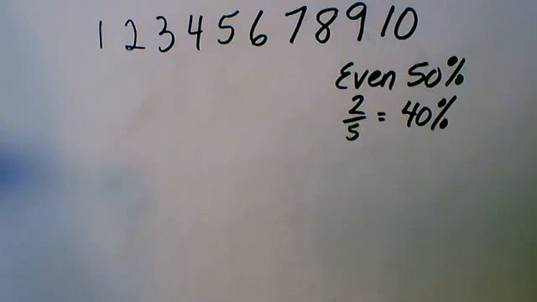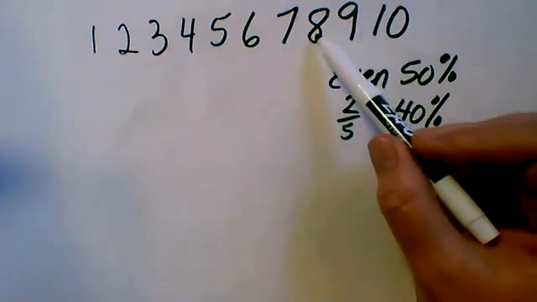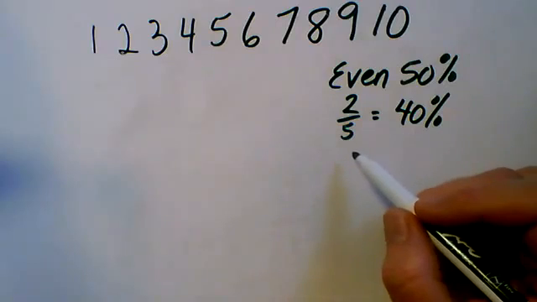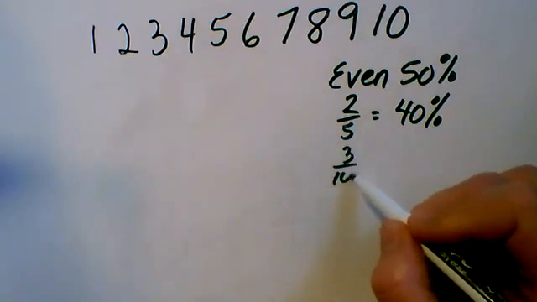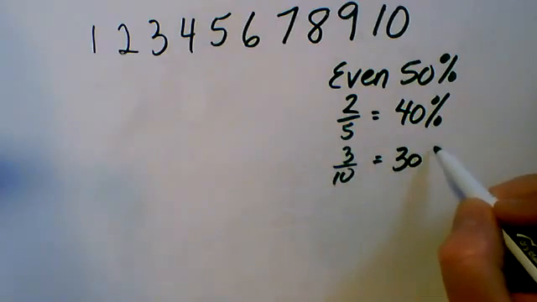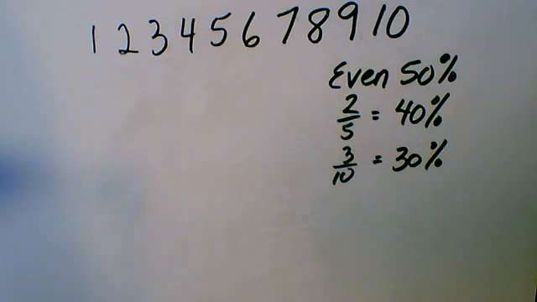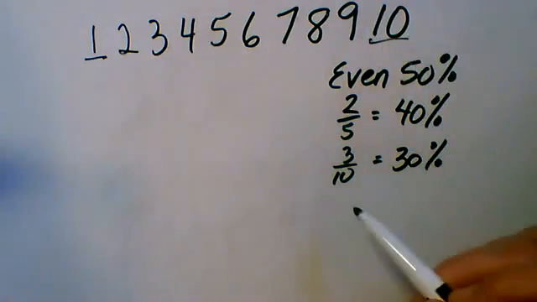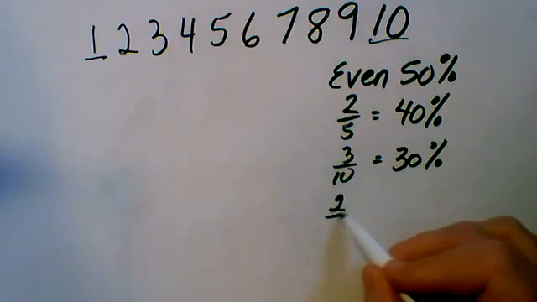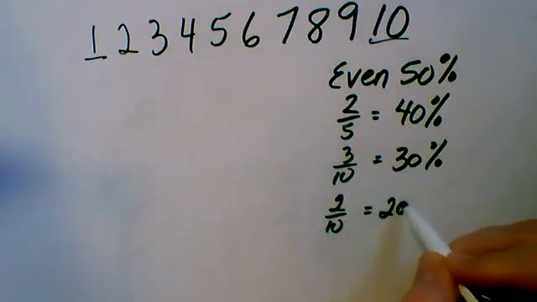What percentage of the numbers are greater than 7? So there's 3 numbers that are greater than 7. So 3 out of 10 is 30%. What percentage of the numbers have a 1? So there's 1 with a 1 and another 1 with a 1. So 2 out of 10, which is 20%.